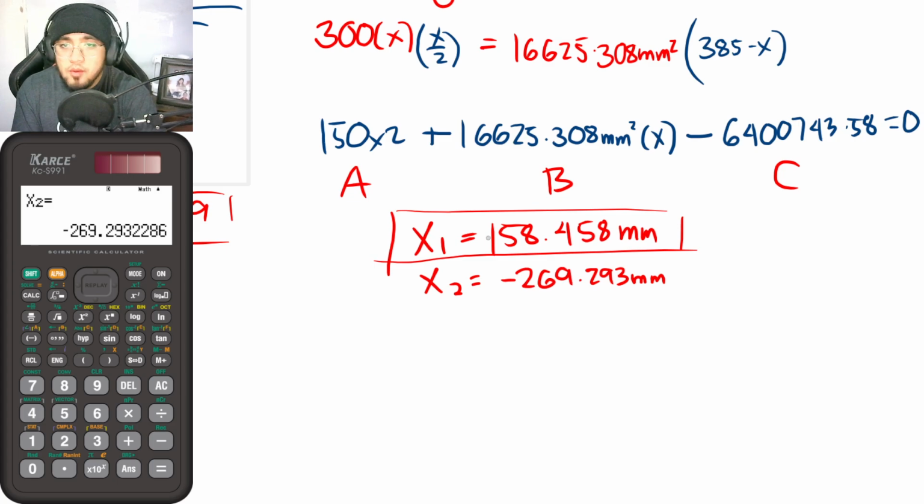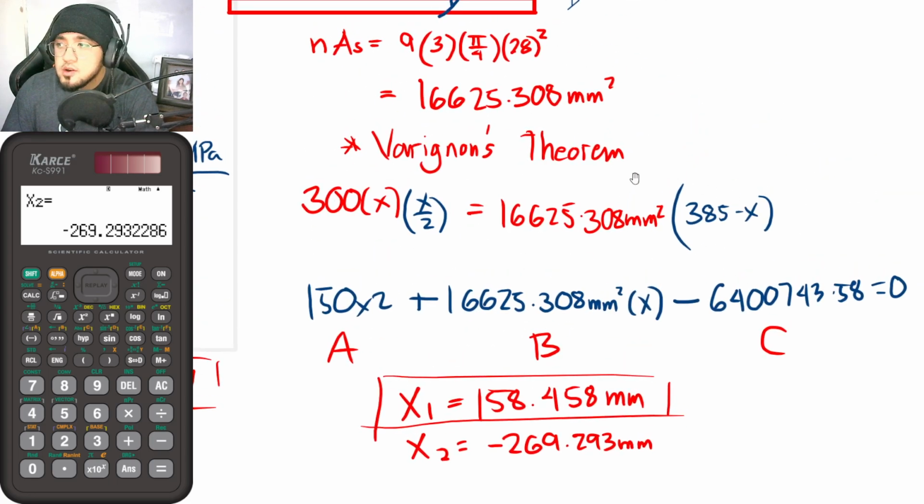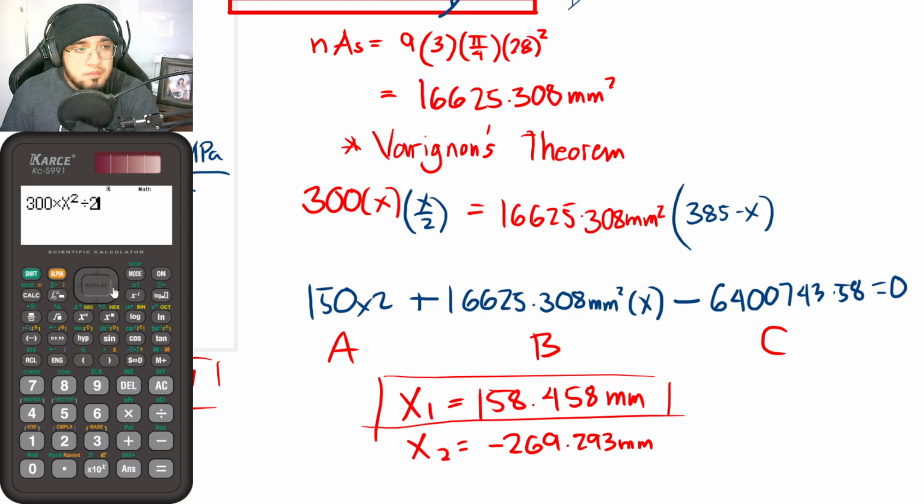Okay, so once again, we have two answers here. But what if we would be solving for this equation using shift solve? So looking at the calculator to your left, I would just be writing our original equation here. So that is 300 times alpha x squared divided by 2. This is now equal to 16625.308 times 385 minus alpha x. Okay.